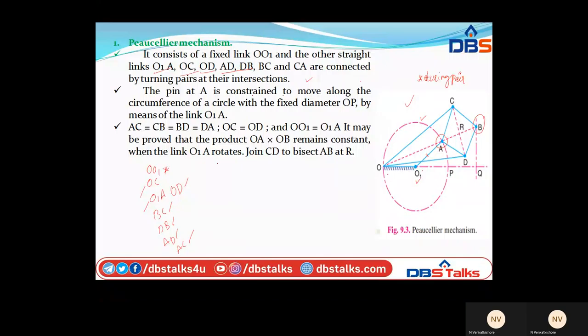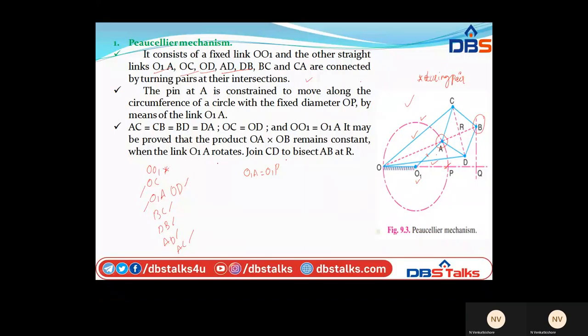Let us consider O1A moving along the circumference of a circle about the fixed point O1. If you see closely, O1A may be equal to O1P. The length of O1A equals O1P. The pin point A is constrained to move along the circumference of the circle with fixed diameter OP by means of the link O1A. Then, if you see the diagram clearly, AC, BC, DB, AD are four equal lengths, just like a square. So AC, CB, BD, and DA are equal lengths, and at the same time, OC and OD are also equal lengths.